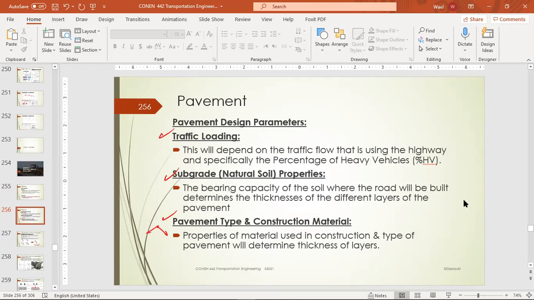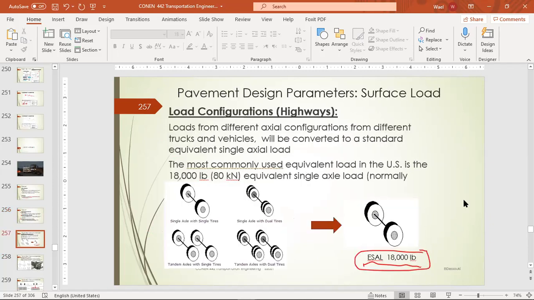So the design parameters for pavement: we have first the traffic loading. The subgrade, the nature of the natural soil and its characteristics in terms of bearing capacity and so on. The pavement type and the construction material. If we are talking about flexible pavement, which is asphalt pavement, there is a special design criteria for that. If it's a rigid pavement, like in the case of runways, then it has a different design criteria. Clear? So we start with the traffic load.